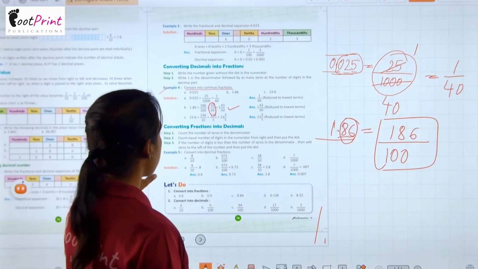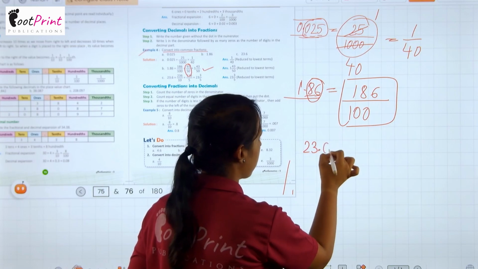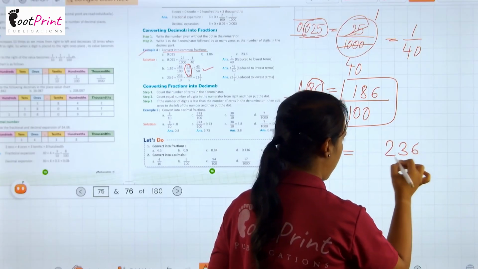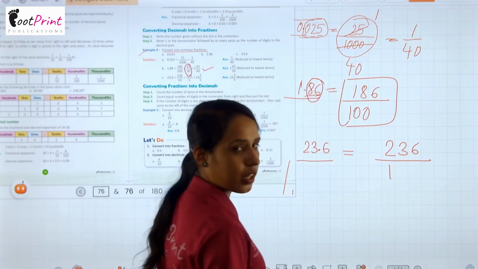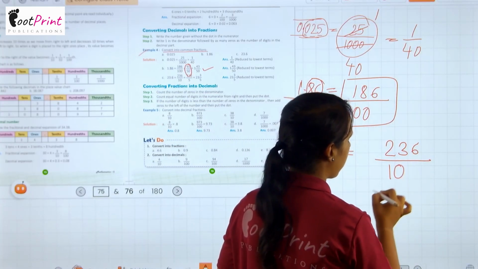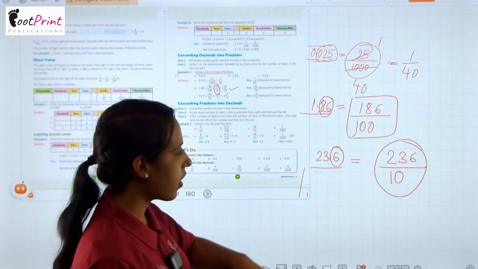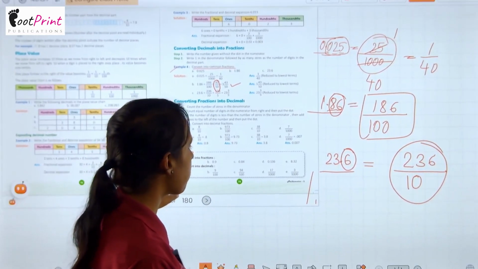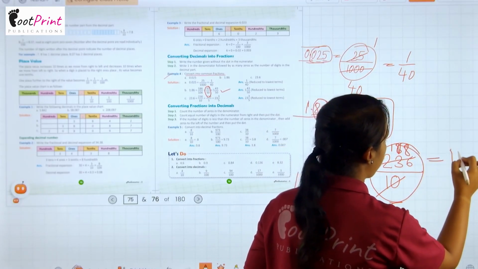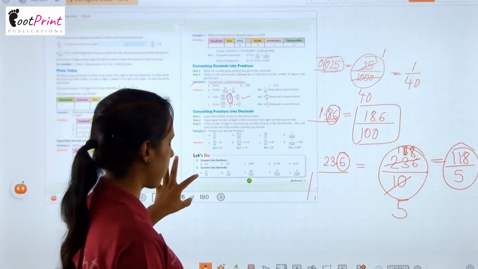Okay, next one is 23.6. So here first we take the whole number, that is 236 without any point. Then we put 1 in the denominator and count the decimal part. Here only one place is there, so we get 10. So our fraction will become 236 upon 10, or we can reduce it by 2. 2 5s are 10, 2 1s are 2, and 2 8s are 16. So we have 118 upon 5 in the lowest form, or you can change it to a mixed fraction also.